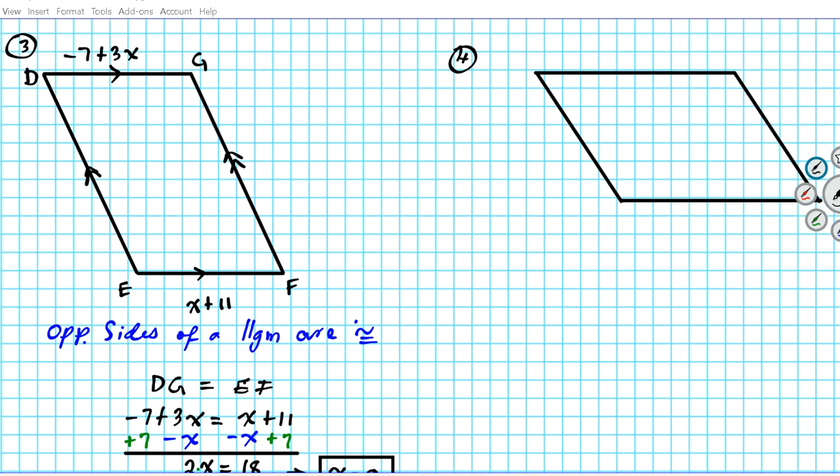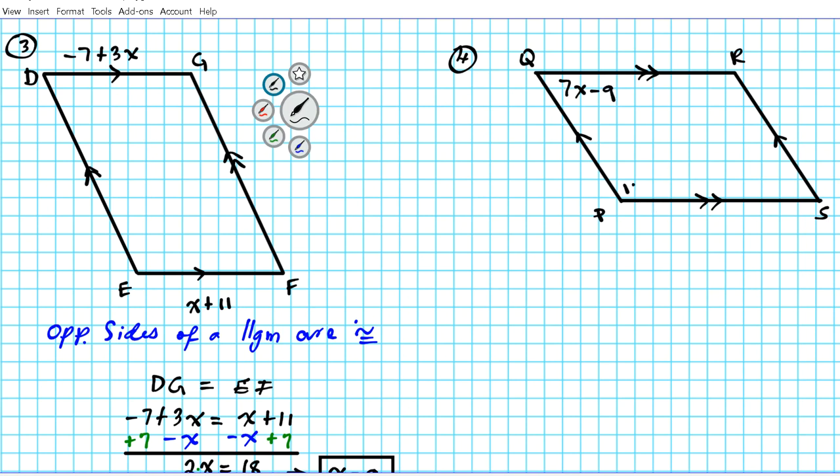All right, let's take a look at number 4. In question 4, we have another parallelogram, parallelogram PQRS. Let's mark it to show it's a parallelogram. Opposite sides are parallel and congruent, but just saying that they're parallel is sufficient to conclude that this is a parallelogram. We're still solving for x here.